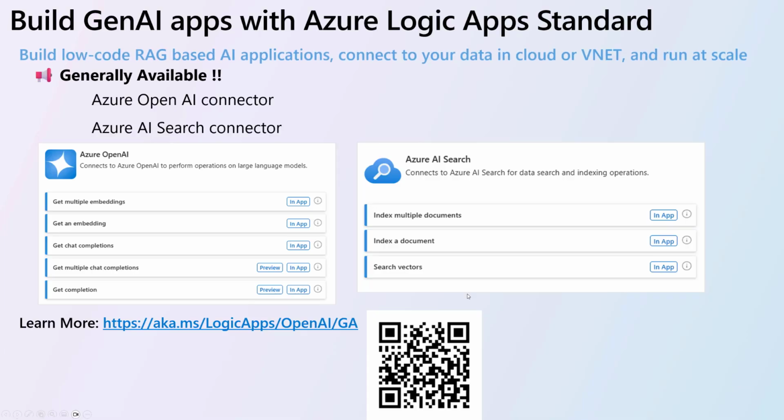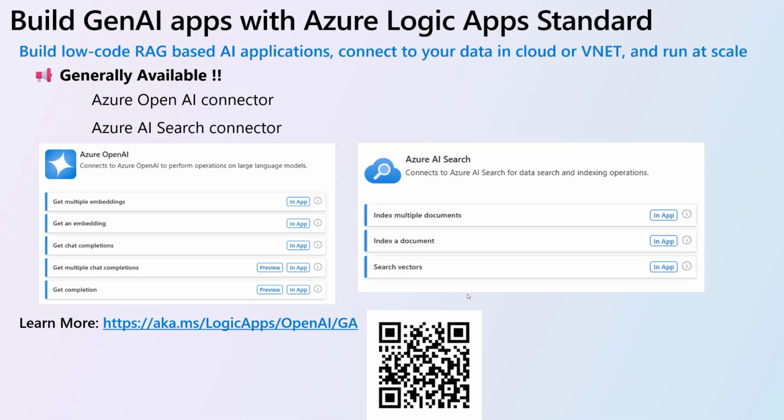Now, one more slide just to talk about here. The connectors that I just showed you have reached general availability, so you can go ahead and use those in production. This is the Azure OpenAI connector and the Azure AI Search connector. Both of those are available. Here's the link. I'll include it in the description, but go ahead and check it out.